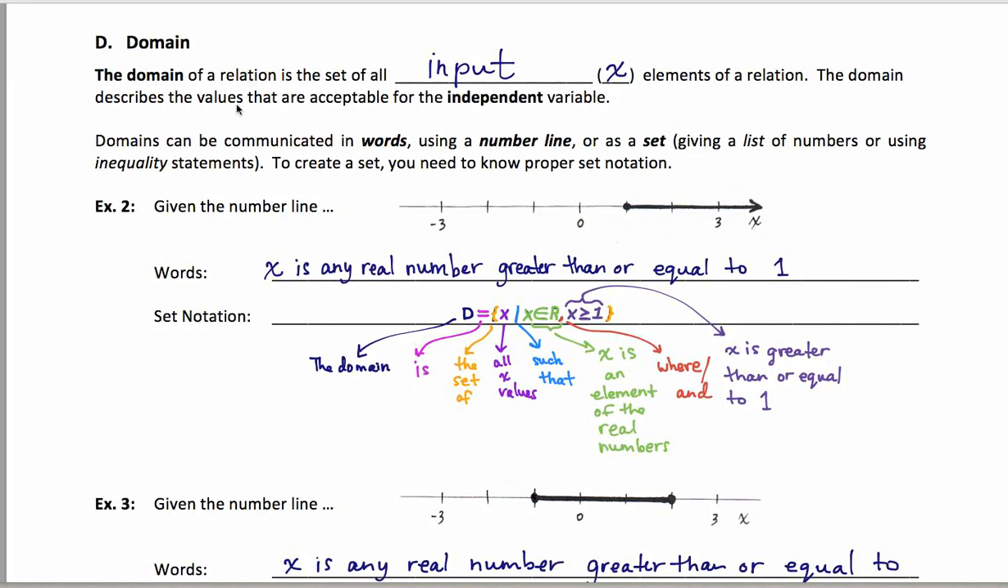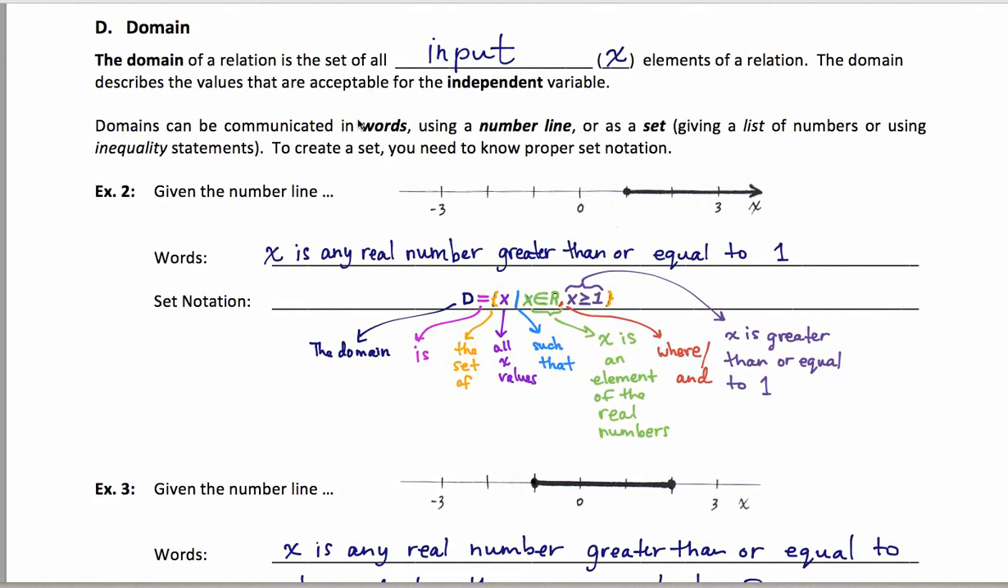The domain, so now we're talking about the spaces that the functions can occupy. The domain is the set of all input values or x elements. Okay, so that just means that all the values for x where your relation or function exists, where you can go there and put a point on a curve or point on a line, that's called your domain. So the domain describes the values that are acceptable for your independent variable, x values for which there is an accompanying y value somewhere on your curve.